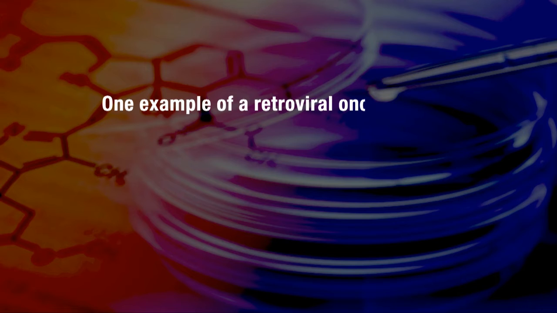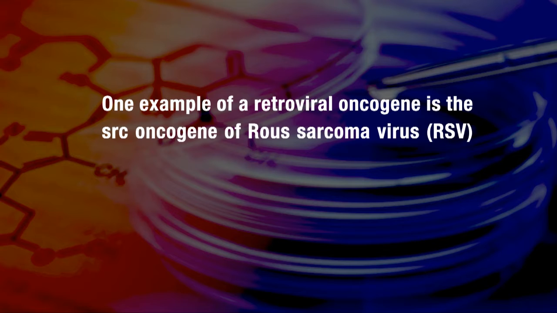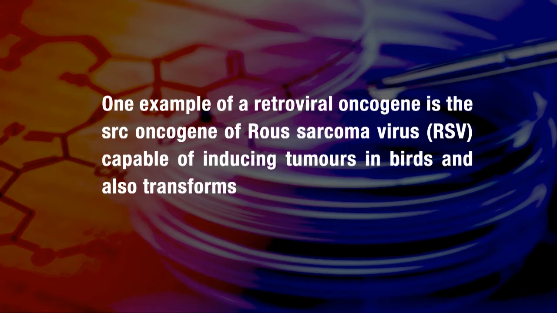Some retroviruses may contain the same oncogene, but many types of oncogenes have been identified from the retroviruses, and the proteins encoded by some of these oncogenes are components of cell signaling pathways that stimulate cell proliferation. One example of a retroviral oncogene is the SRC oncogene of Rous sarcoma virus or RSV, capable of inducing tumors in birds and also transforms fibroblasts in culture.